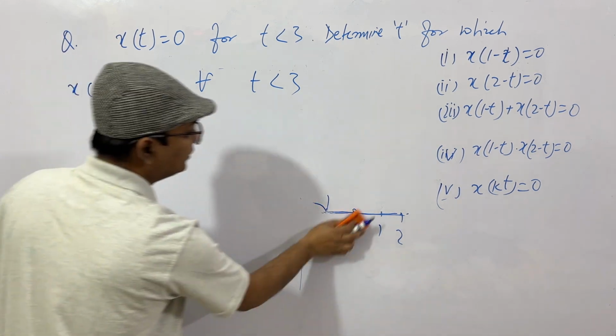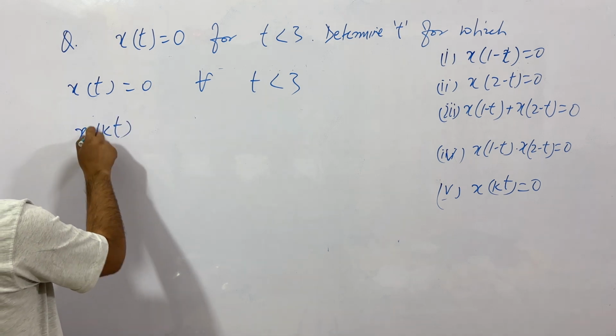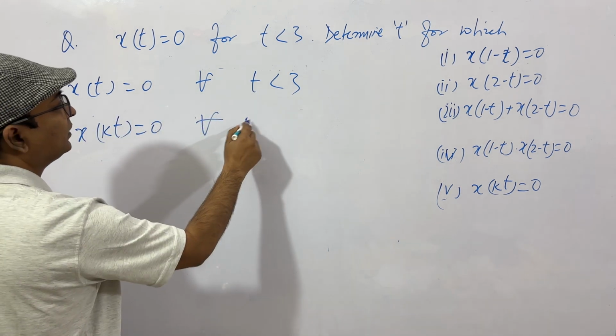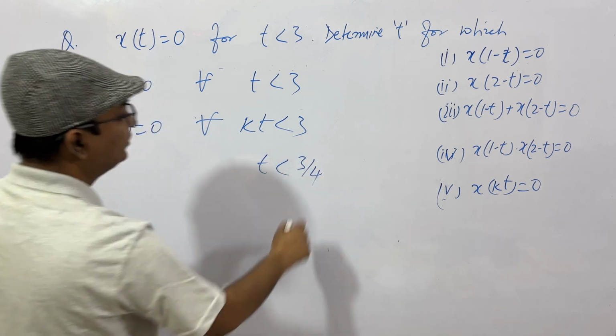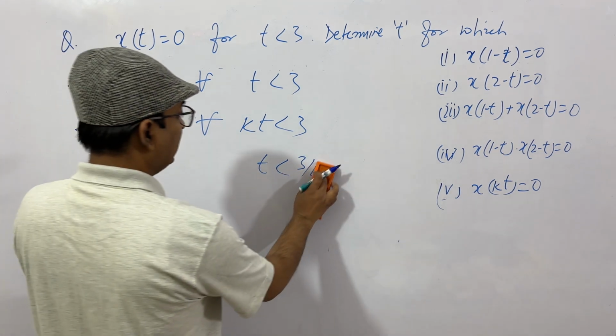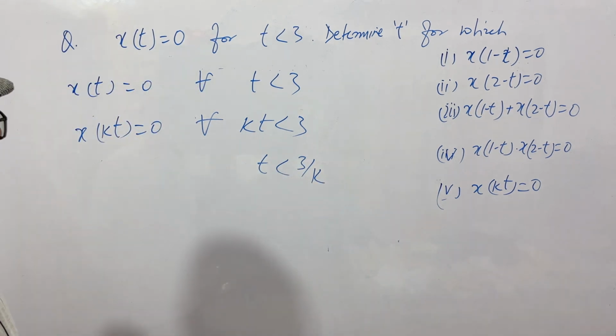Now the next question. If we have some scalar multiplied to the t variable, x(kt) equal to 0, we have to find where. Very simple, we will replace it by this. So this will be t less than 3 by k. So for t less than 3 by k, this will be 0. Okay.